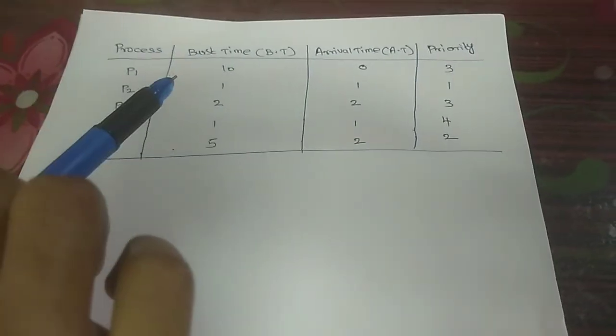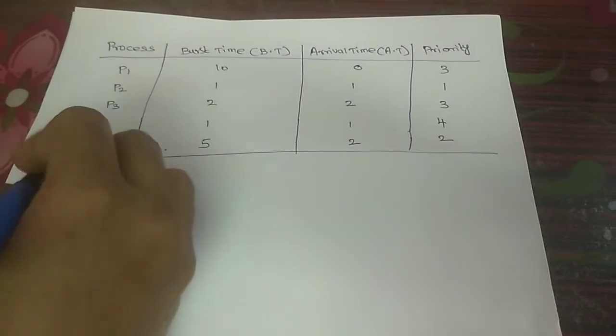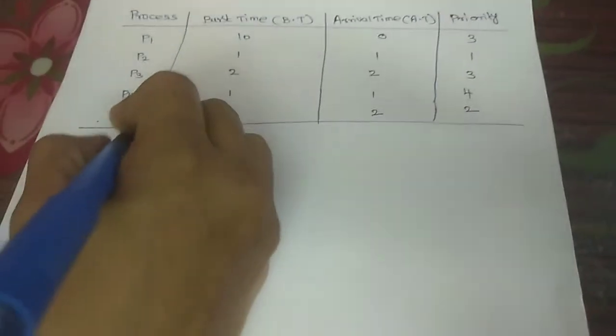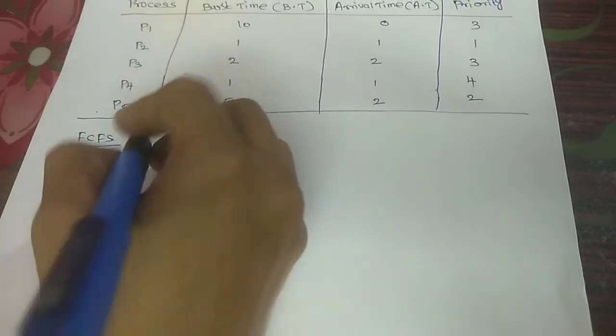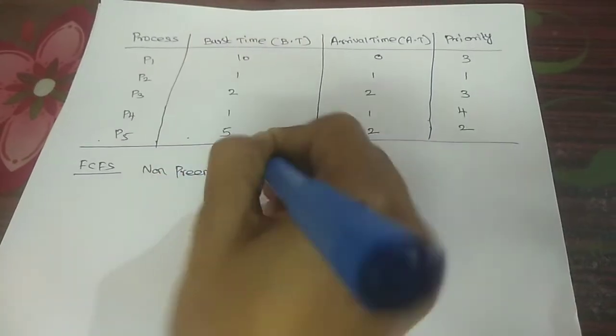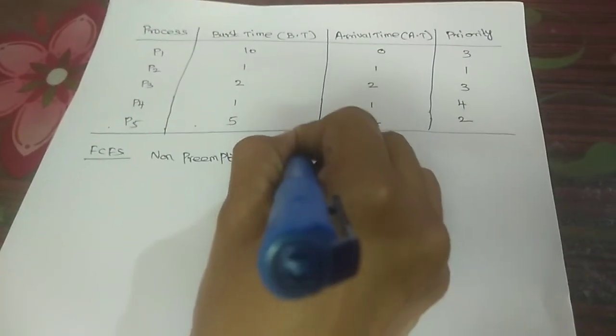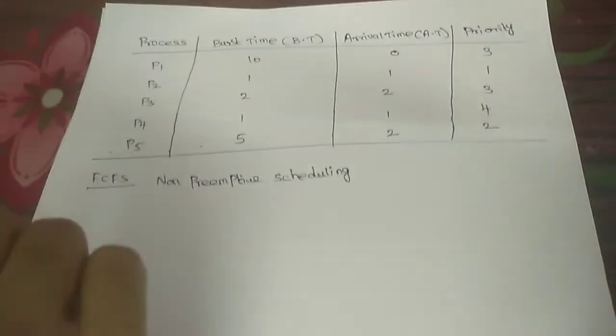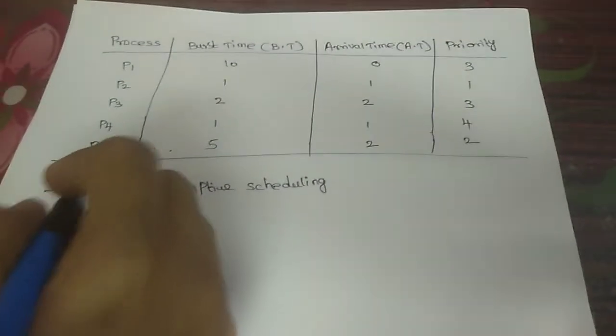For this we have to solve FCFS, that is first come first serve. First come first serve undergoes non-preemptive scheduling. In the case of non-preemptive scheduling, the execution would not be disturbed. We are not going to break the execution in the case of non-preemptive scheduling.